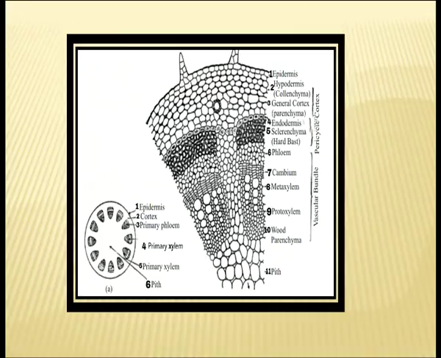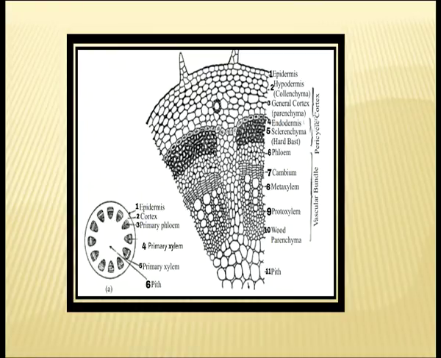Number 10 is the wood parenchyma, which is at the center and makes the pith of the stem. The girth of the whole stem is given by the pith. It is the soft tissue which is central in position in the stem.